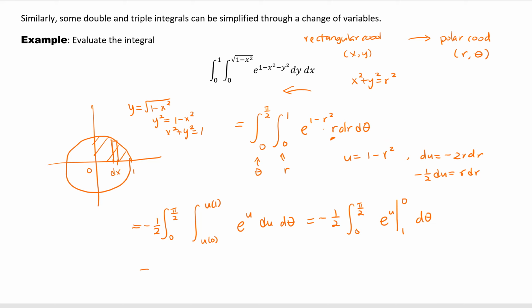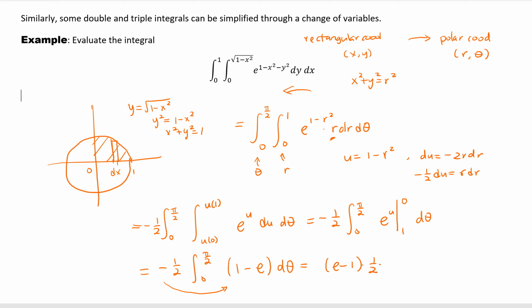So what is that? That is, we plug in 0 first. We have e to the 0 is 1, minus, when we plug in 1, we get e. So this minus, we can actually distribute it. Then we have e minus 1, and then times 1/2.